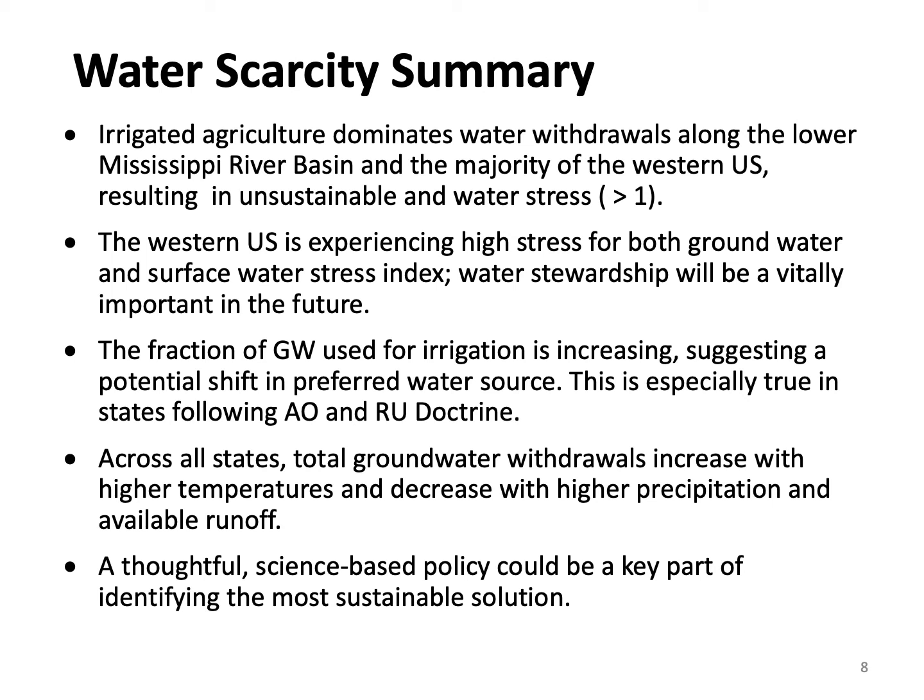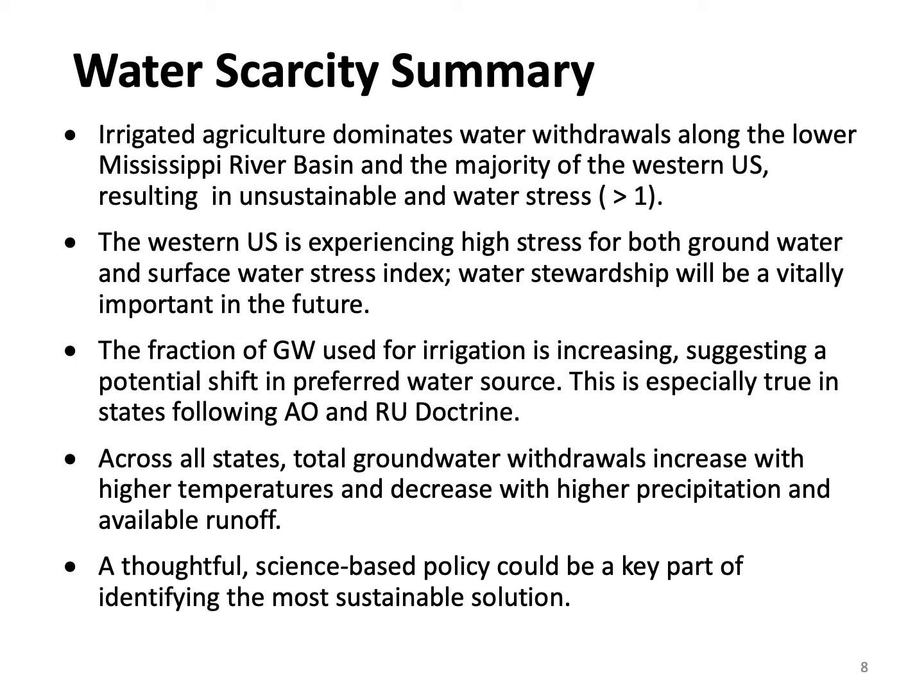Based on all the analysis, the take-home messages are: irrigated agriculture dominates water withdrawals along the lower Mississippi River Basin and the majority of the western U.S., resulting in unsustainable water use. The western U.S. is experiencing high stress for both groundwater and surface water stress index. Water stewardship will be vitally important in the future.